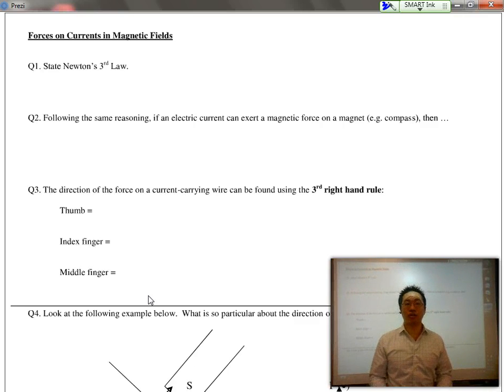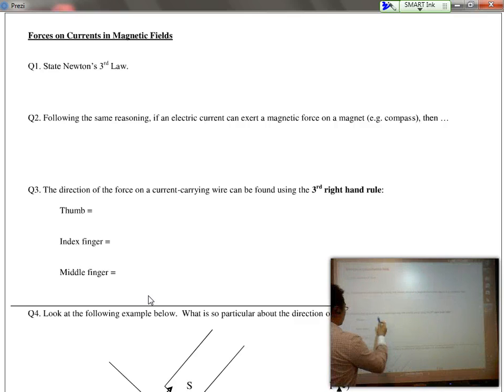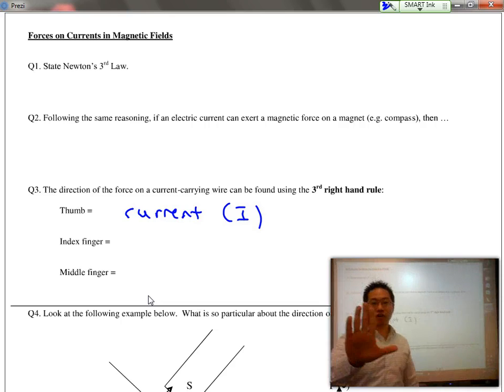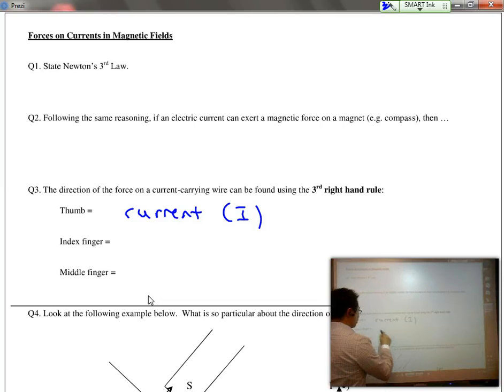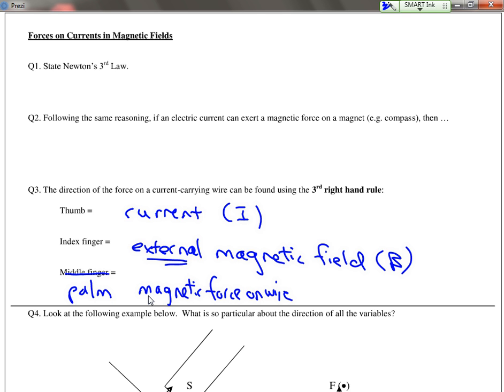Okay? And we're going to talk today about using the third right-hand rule to solve for the direction of that force. So a quick primer: the thumb again will be the current, or I. Our index finger, in fact all our top fingers in this case, are going to represent the direction of the external, keyword being external, magnetic field. And rather than the middle finger, let's actually use our palm because it's just a little easier in terms of holding these things. But our palm is going to represent the direction of the force. So basically, whichever way the palm is hitting, that is going to be the direction of the magnetic force on the wire. Okay?